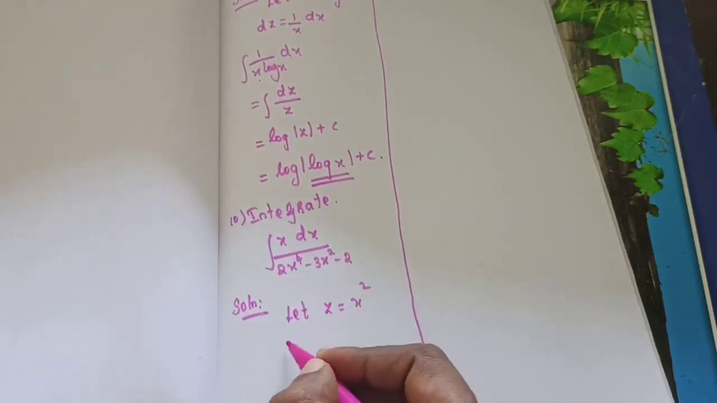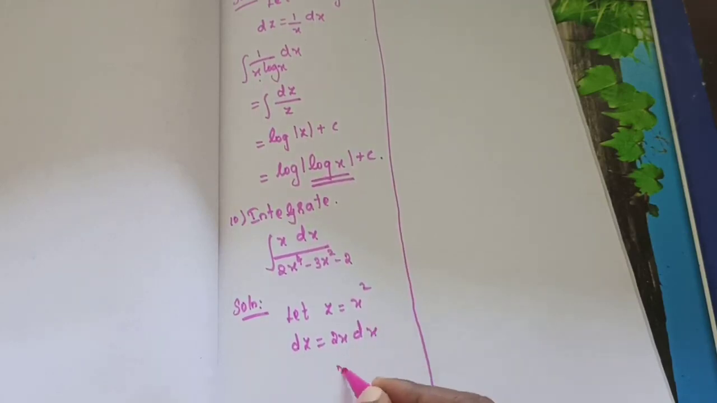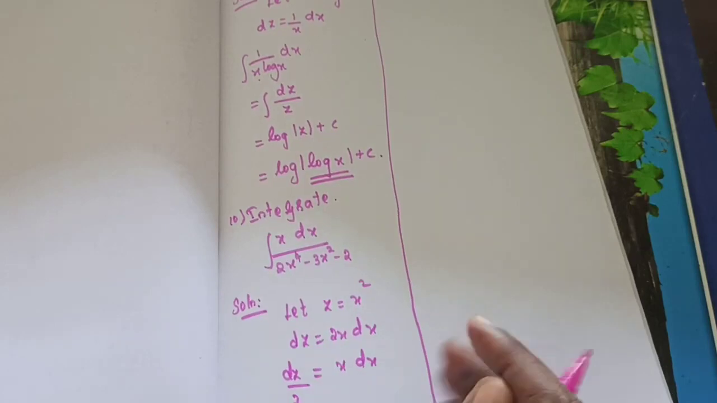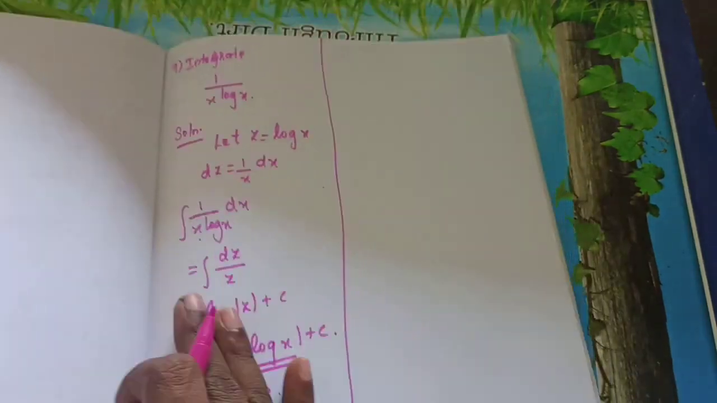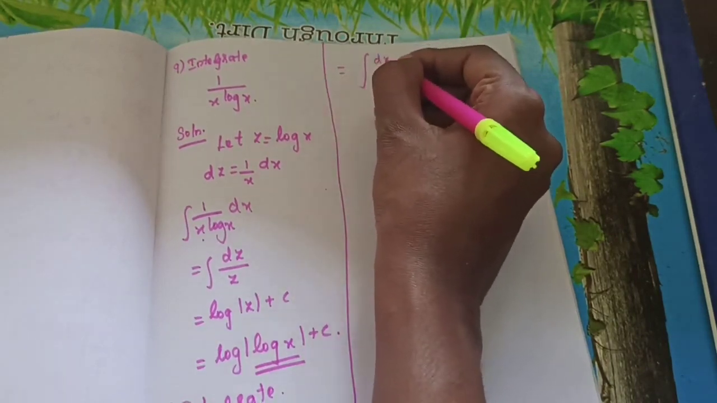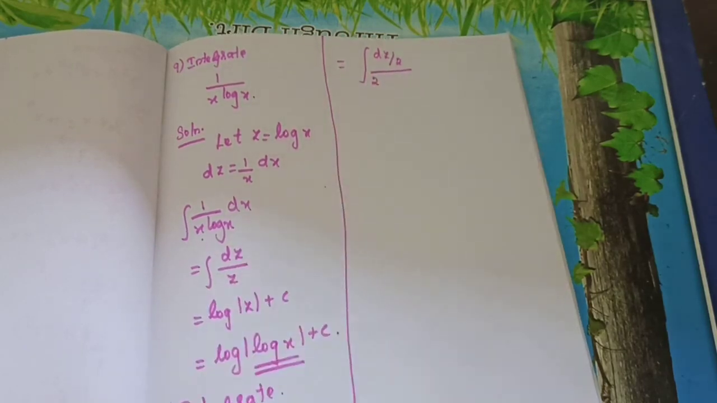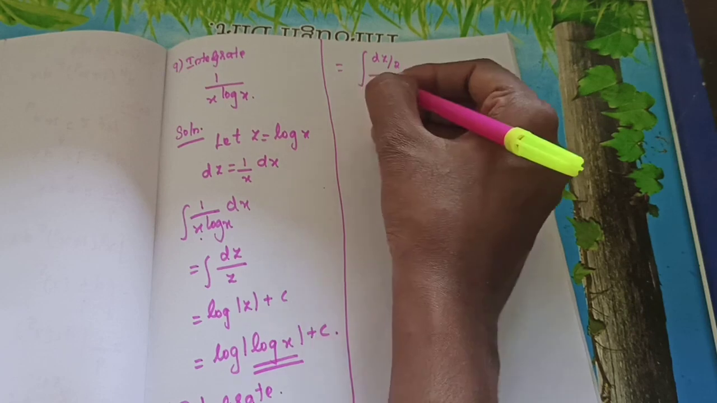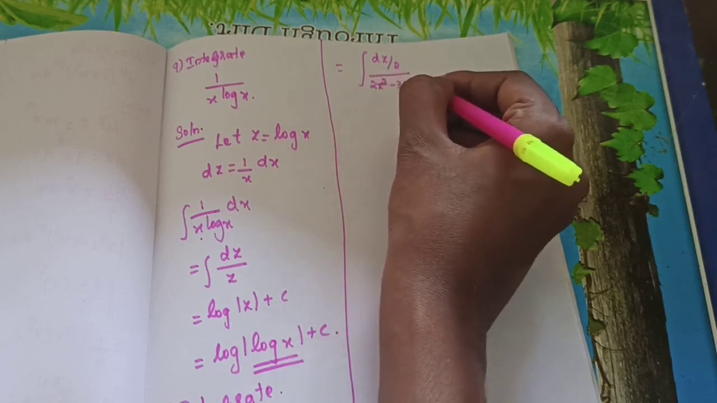So x square means dz is equal to 2x dx. From that, if you find the x dx value, it is dz by 2. Got it? For substituting, this will be easy for you. So shall we substitute? That's equal to the integral with the numerator replaced by dz by 2. 2 into x power 4 is there, and here x square I consider as z, so z square. 2z square minus 3z minus 2.